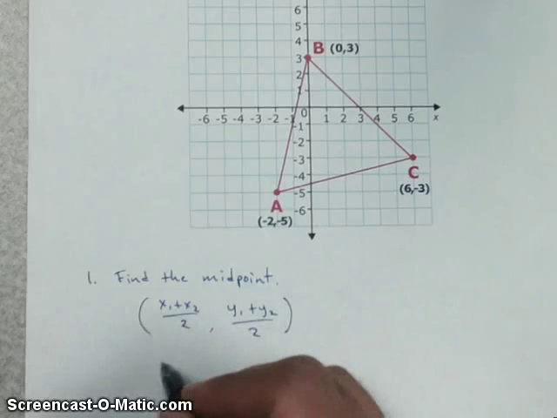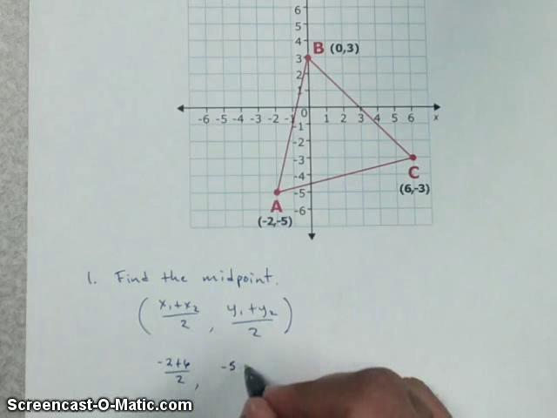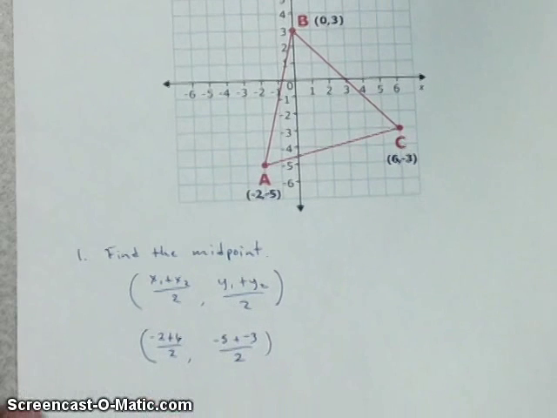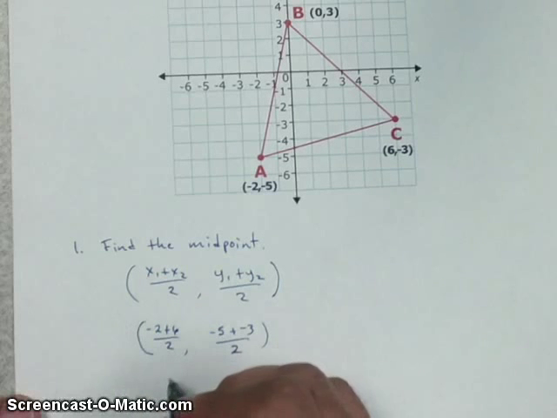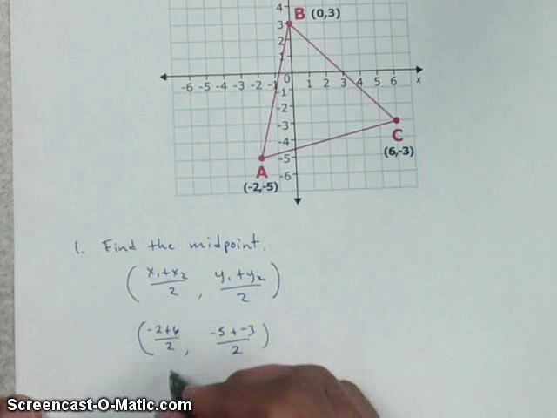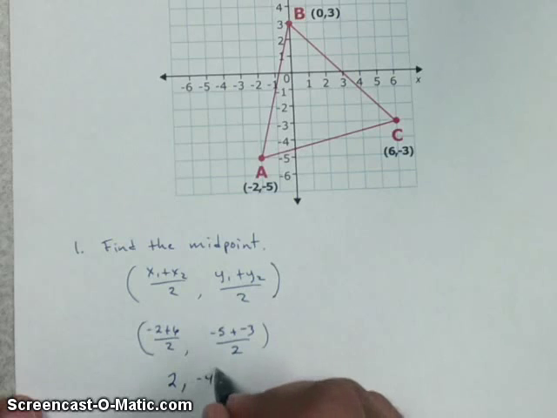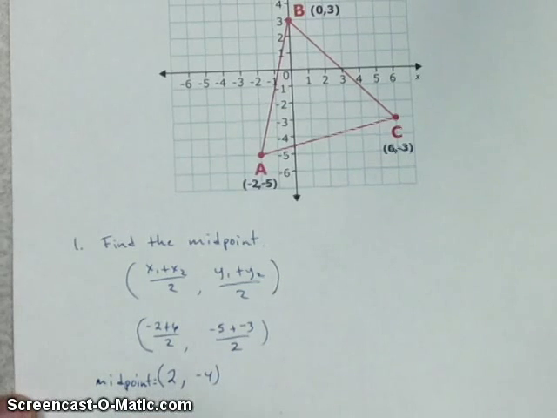So that's going to get me negative 2 plus 6 over 2, and negative 5 plus negative 3 over 2. That's going to reduce down to 2, negative 4. So my midpoint is 2, negative 4, which is going to be right here.